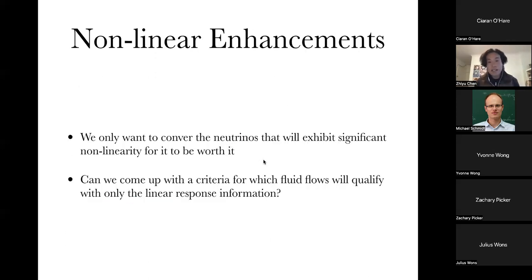So the second question to ask is which one actually deserves to be converted. You can only qualify if you show you can produce enough nonlinear enhancements. So can we find out something about which one will be nonlinear without having to trial and error this every single time?